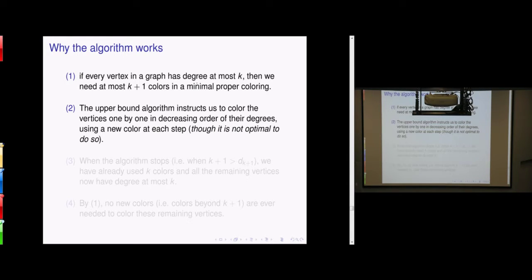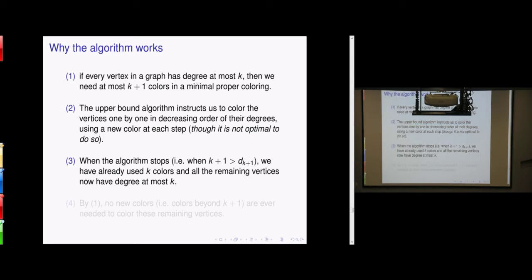Okay, so let's come back here. The upper bound algorithm instructs us to color the vertices one by one in decreasing order of their degrees, using a new color at each step. When the algorithm stops, in other words, the moment the number on the second row is strictly bigger than the number on the first row, we already used k colors. And all the remaining vertices now have degree at most k, because k plus 1 is bigger than d_{k+1}, so d_{k+1} is at most k.